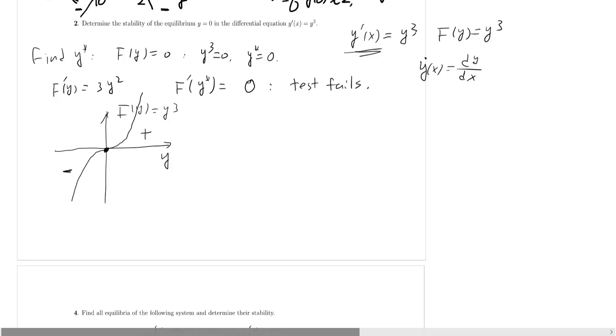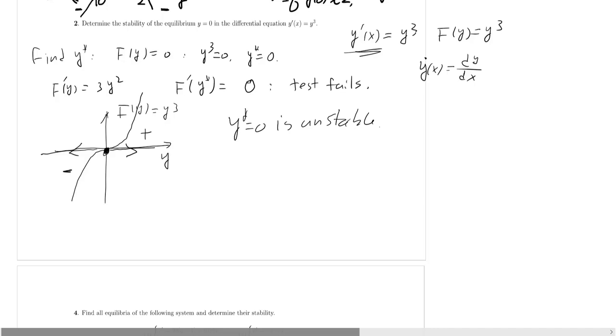is positive. If it's negative, that means values of y are decreasing. And over here, positive, that means value of y is increasing. So if you look at this point over here, it is unstable. So by looking at this method over here, we say y star equal to 0 is unstable.